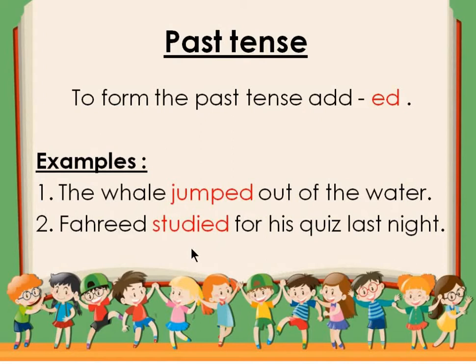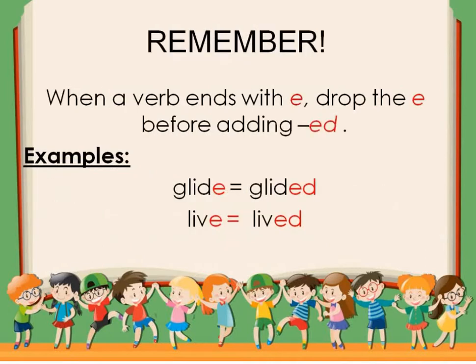What is the meaning of past tense? It means it is already done. Remember, when a verb ends with e, you don't need to write double e. What you will do is, you're going to drop the other e, then you will add an ed. Like these words, glide will become glided, live will become lived. Again, if the verb is already in the past, you're going to add ed. Good job.